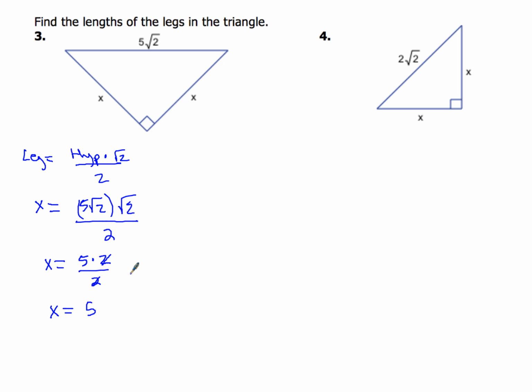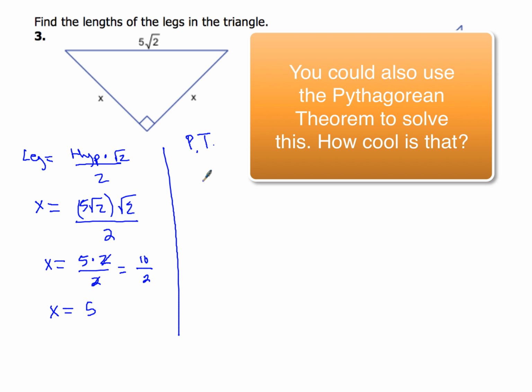If you didn't want to cancel the 2's out, you could have said, well, in the numerator, 5 times 2, you would get 10, and in the denominator, you get 2. So when you divide that out, boom, same thing. You still end up with 5. So that's one technique right there. Now I'm going to do the other way. I'm going to abbreviate this PT, because you could use a Pythagorean Theorem to do this as well. So if you want to use Pythagorean Theorem, check it out, man. That's all you got to do.